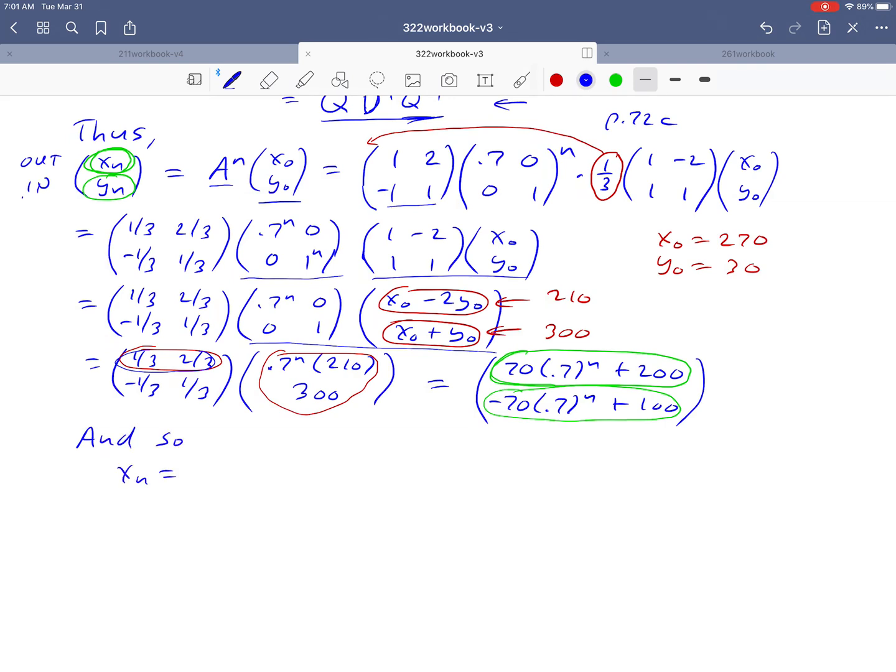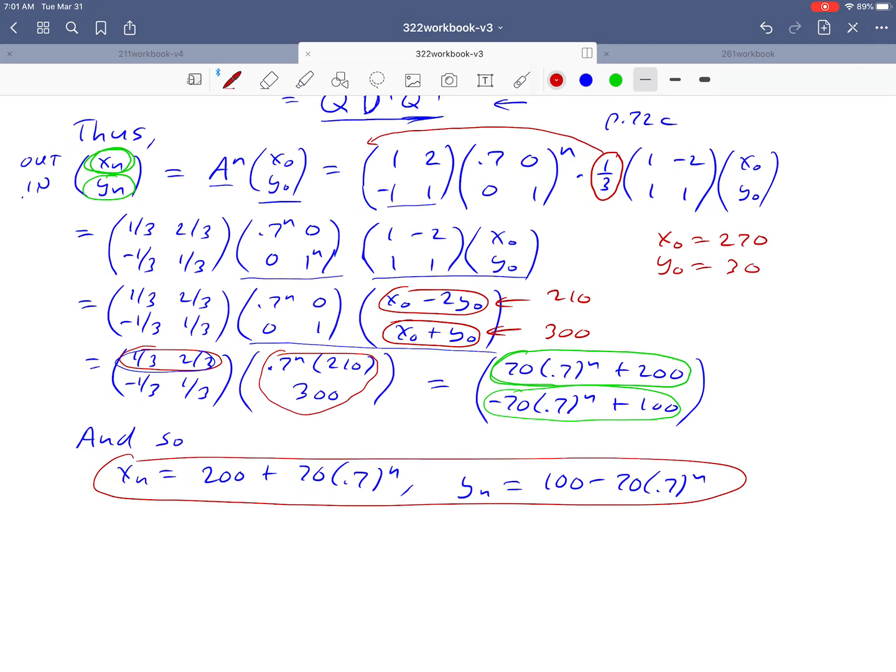And so here's what we have. Xn looks like 200 plus 70 times 0.7 to the n, and yn equals 100 minus 70 times 0.7 to the n. Those are the population formulas that they asked us for.